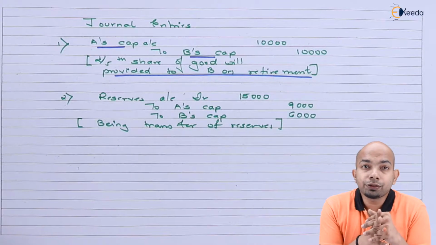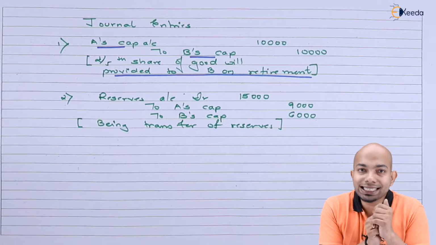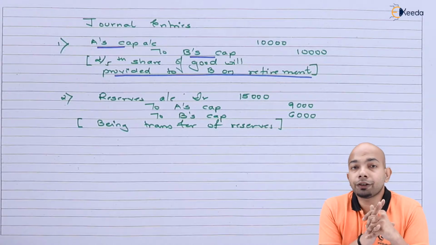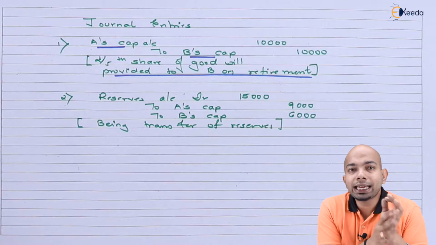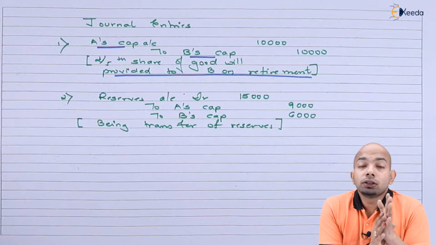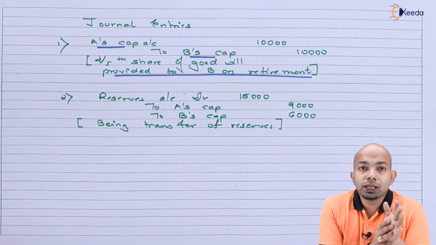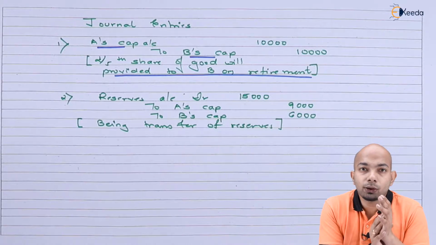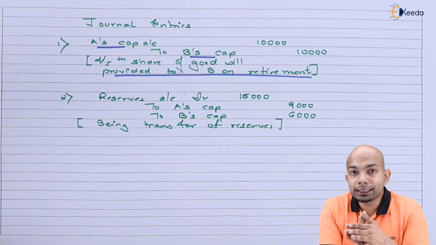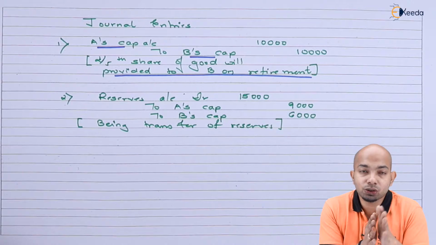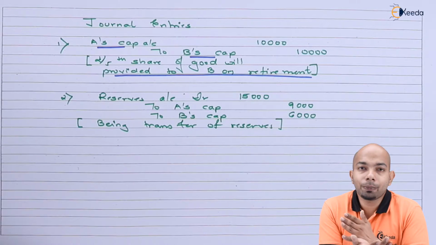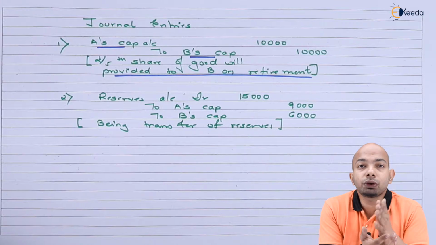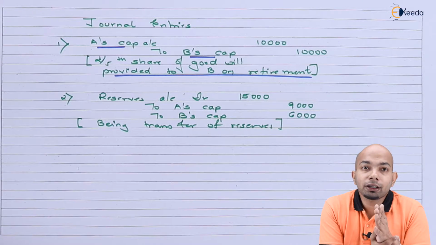Now the second journal entry refers to the transfer of reserves to the partners' capital. So reserves value stood at 15,000 as mentioned in the balance sheet. That has to be divided as per the agreed profit sharing ratio, that is 3:2 between A and B, which we have done. So 3/5 of 15,000 gives you 9,000 and 2/5 of 15,000 gives you 6,000, which has been credited to A's capital and B's capital here. So the entry passed here is reserves account debited to A's capital and B's capital, and the narration here will be being transfer of reserves to the existing partners on retirement.